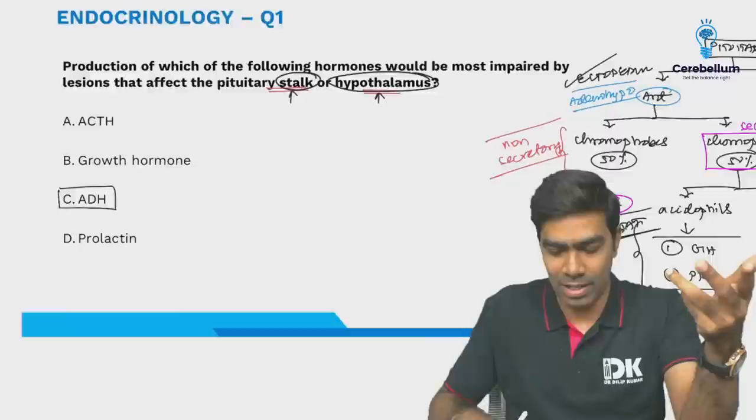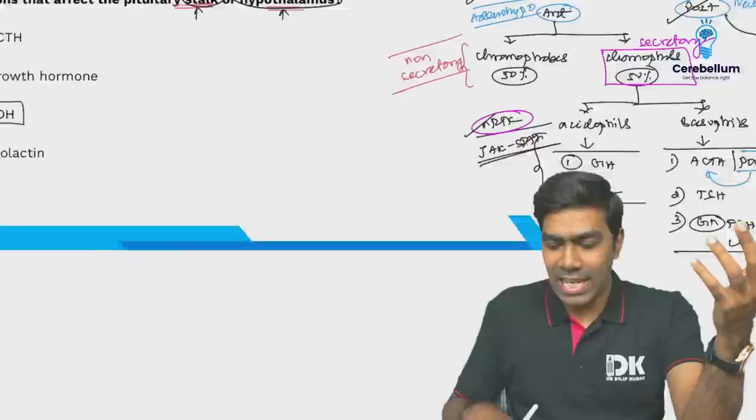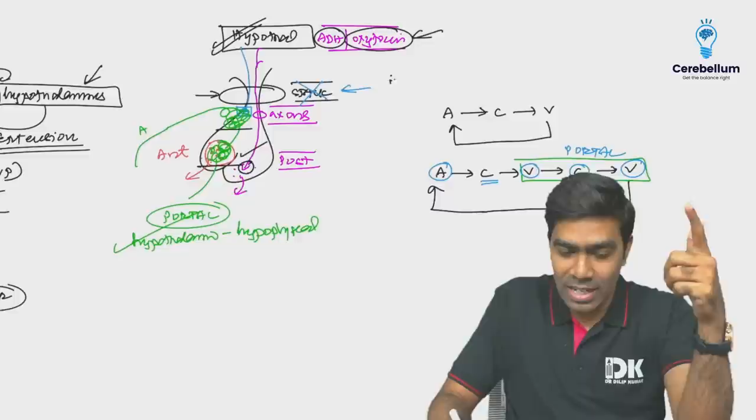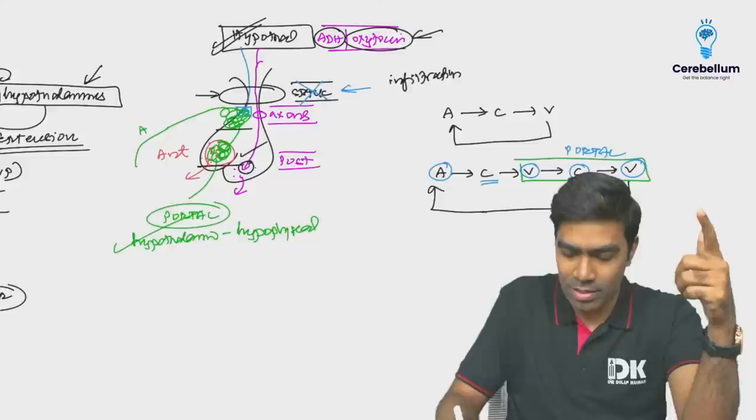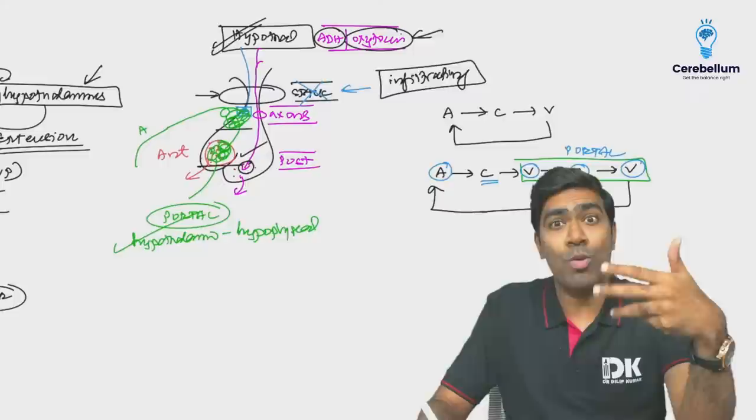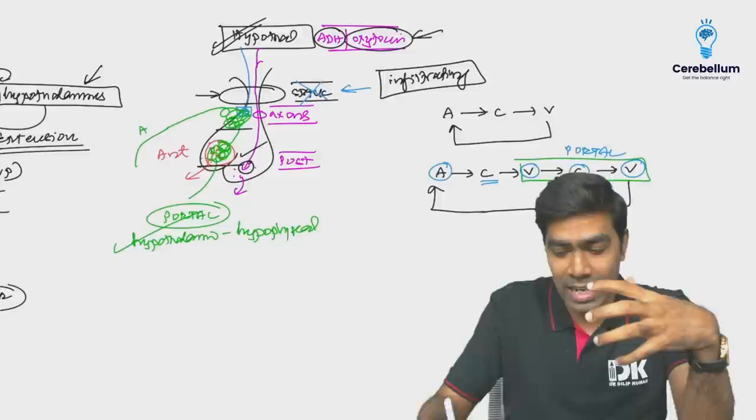That is why anything that causes involvement of the stalk. So what is the usual condition that involves the stalk? Infiltrating disorders. So what are infiltrating disorders? Like sarcoidosis, tuberculosis, metastasis to the pituitary. So these are infiltrating disorders. Infiltrating disorders first involve the stalk. They tend to produce stalk thickening.